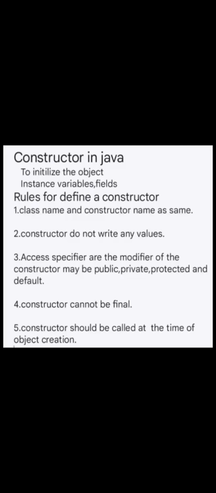Now let us see the types of constructors in Java. Constructors are mainly classified into two types. They are the default constructor, which is also called the no argument constructor, and the second one is the parameterized constructor. Now let us see the first one, the default constructor.